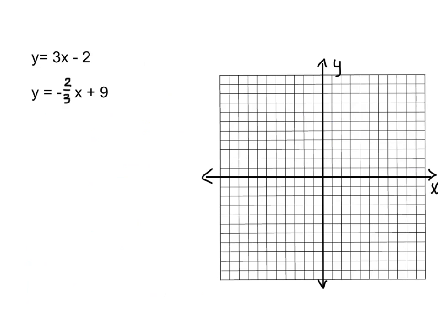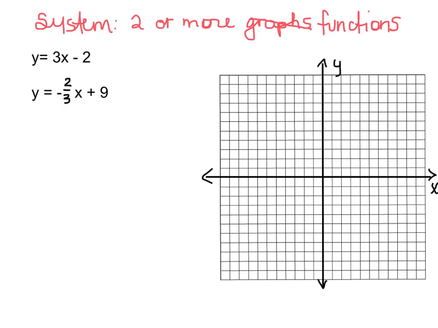A system is two or more graphs in one problem. Notice I changed the word from graphs to functions. Right here, I have two lines. I know they're lines because the exponent here is a 1 and they're in y equals mx plus b form. So this would be a linear system. I could have 3 lines, I could have 4 lines, I could have a parabola. But right now I have 2 lines.